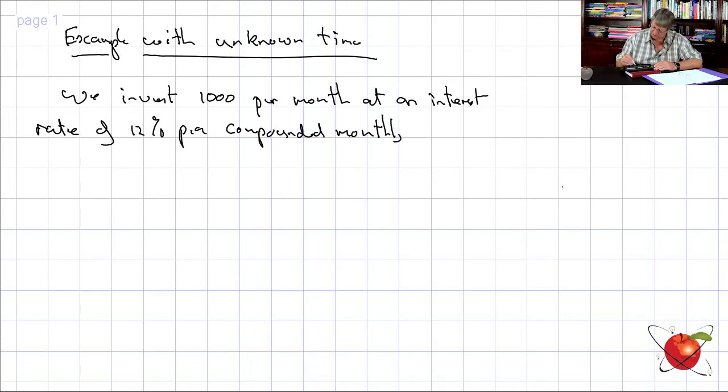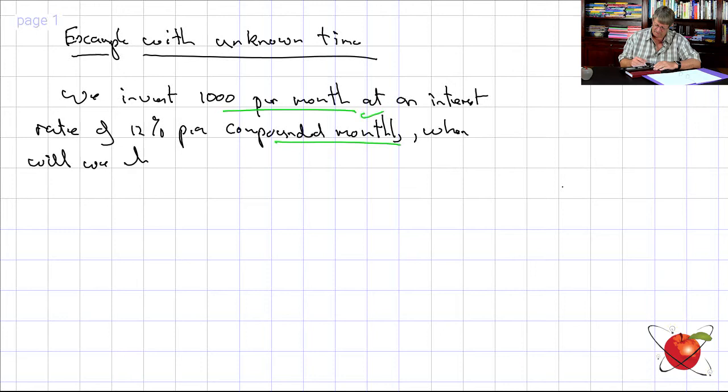Okay, I'm going to do my quick check. Green, 1,000 per month and compounded monthly. Tick, I'm safe. I can continue because my monthly payments and my interest rate correlate with each other. When will we have saved 75,000?